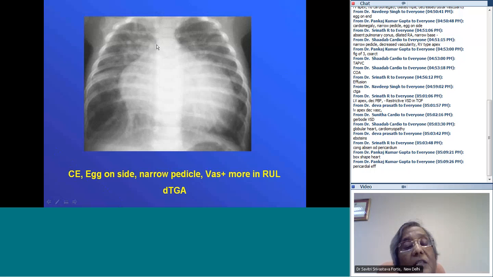And typically there is a much increased flow in the right upper lobe. All these features fit into the classical transposition, and most likely, with so much cardiomegaly and not so much flow, an intact septum causes that. Egg size, cardiomegaly, narrow pedicle, increased vasculature, flow more in the right upper lobe, and this all fits very well into transposition.